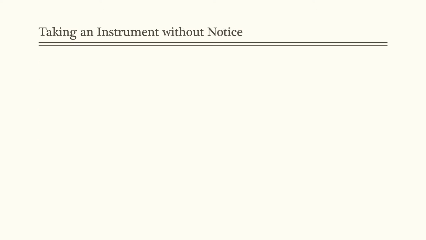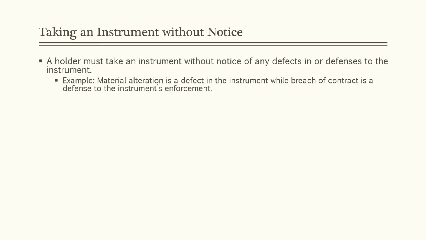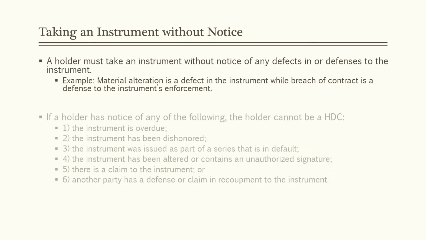The last element of holder in due course status is taking an instrument without notice. A holder must take an instrument without notice of any defects in or defenses to the instrument. For example, material alteration is a defect in the instrument itself, while breach of contract is a defense to the instrument's enforcement. If a person is a holder who wants holder in due course status, they must take the instrument without knowledge of either of these types of defects or defenses.